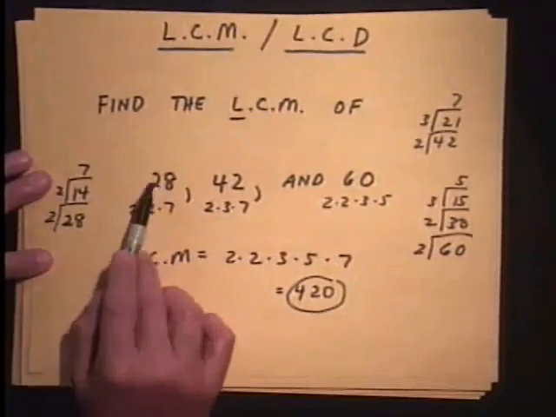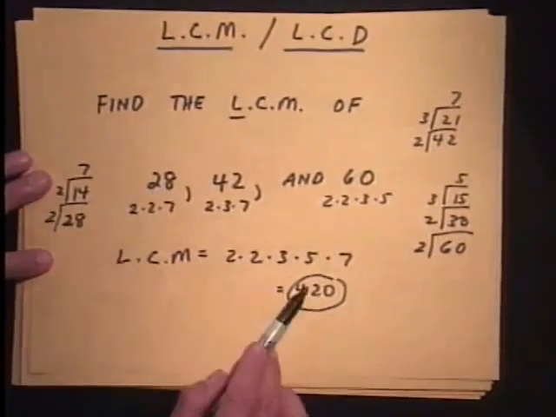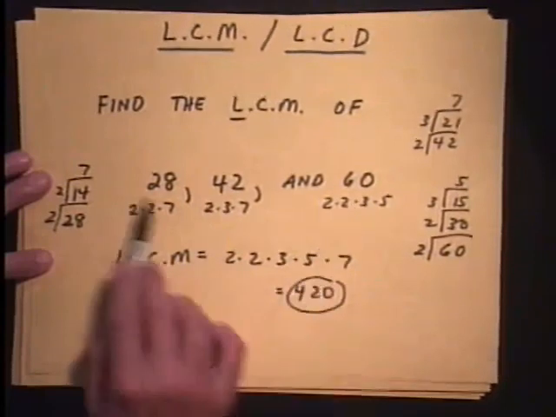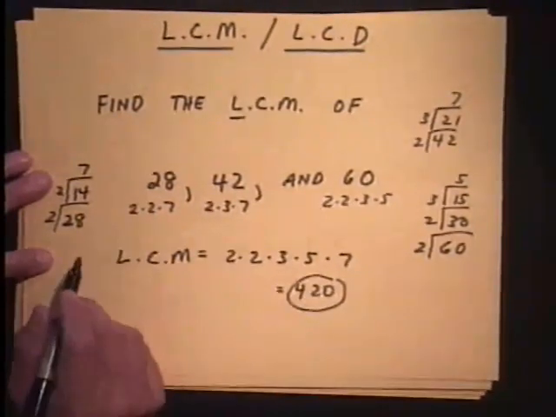And you'll notice if you multiply something by 28, you'll get to here. 42 times 10 will get to here. 60 times 7 will get to here. So all 3 of these will go into there evenly, so you know you're done.